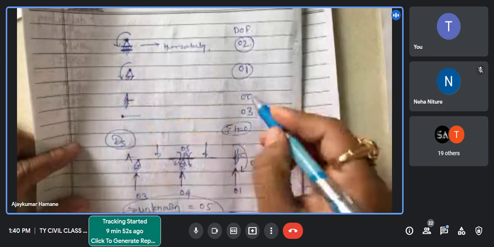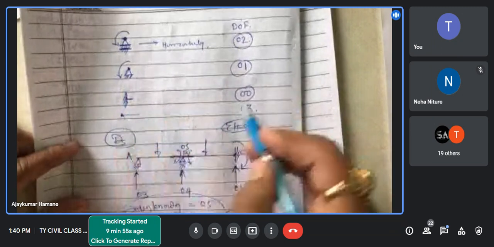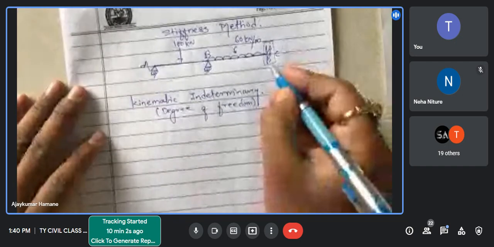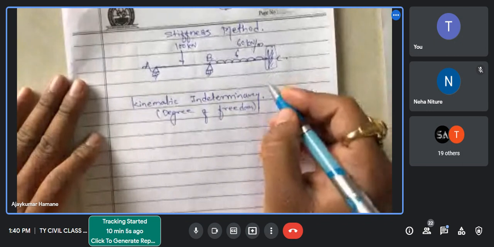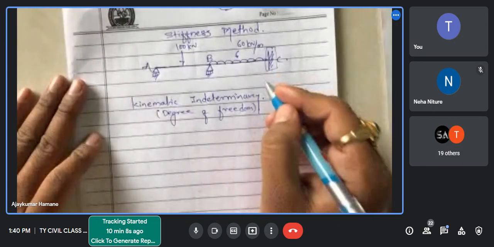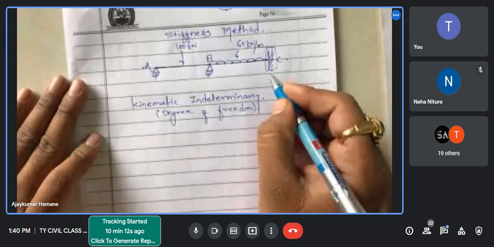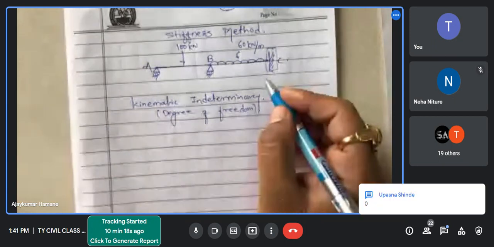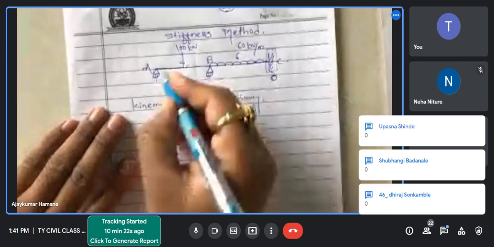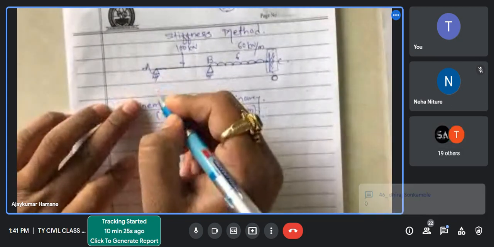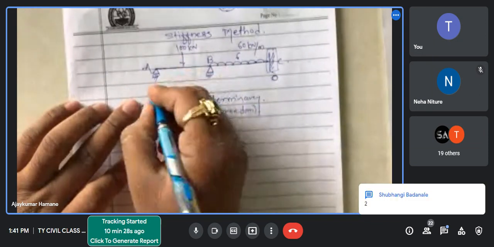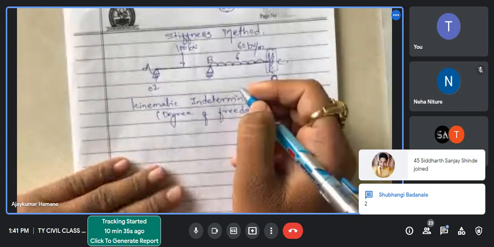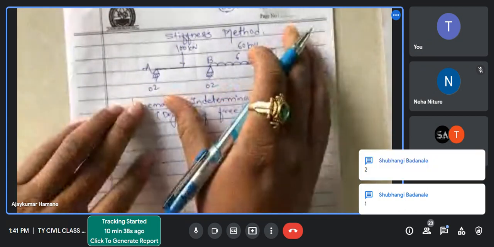For fixed support, what is the degree of freedom? It is 0. And for a free end, what is the degree of freedom? It is 3. Okay. What is the degree of freedom for fixed support? Just now I explained. It is 0. What is the degree of freedom here? Okay, 2. And here? 2 again.